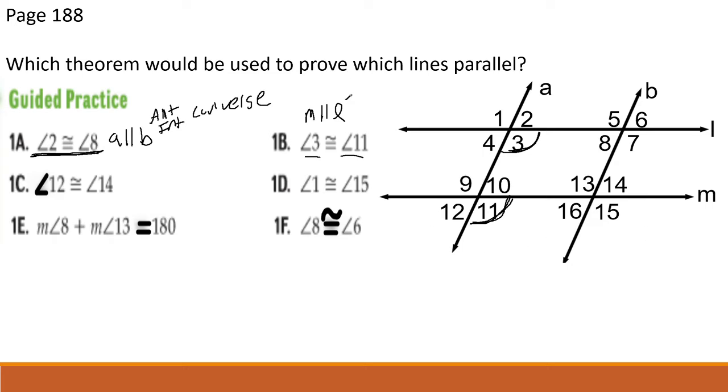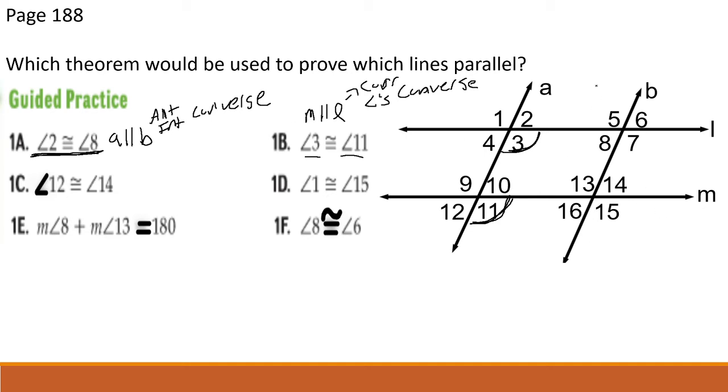How do I know that they're parallel? Let's take a look at what kind of angles 3 and 11 are. Angle 3 is in the lower right-hand corner of its set, and 11 is in the lower right-hand corner of its set. So that's a corresponding situation, right? So this would be corresponding angles converse, C-O-R-R. Again, converse because I'm trying to prove that lines are parallel, not that angles are congruent. I'm given that angles are congruent. I want to prove that the lines are parallel.